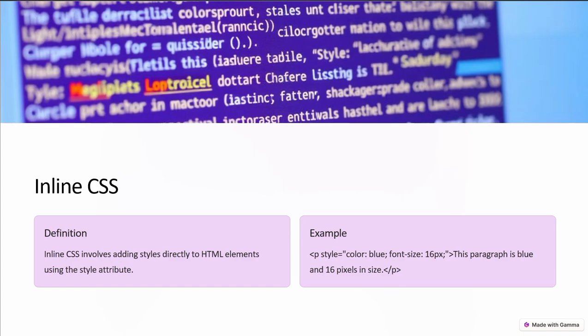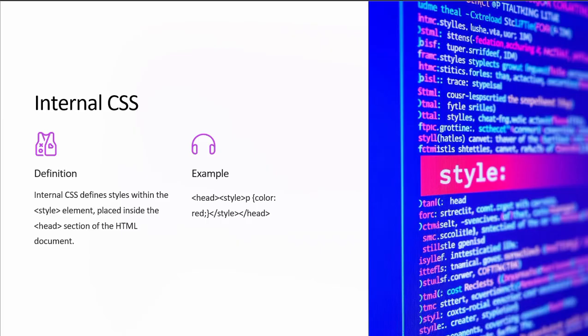Now come to internal CSS. We add internal CSS when we want to add more than one CSS rule in a tag. We declare this type of CSS inside the head tag using the style tag. And this CSS has less priority than inline CSS.